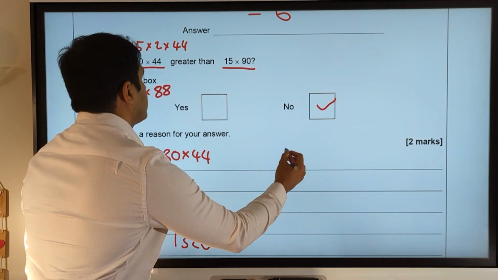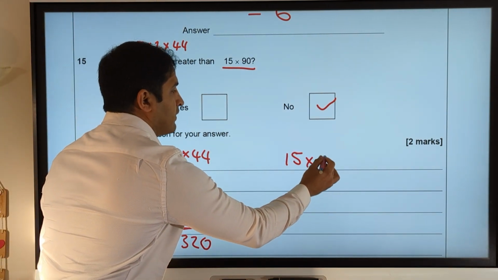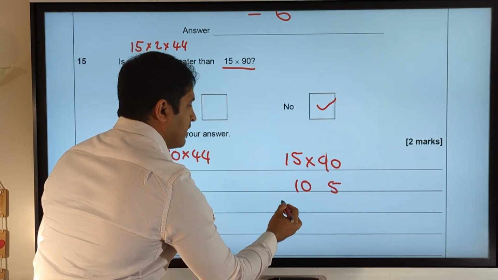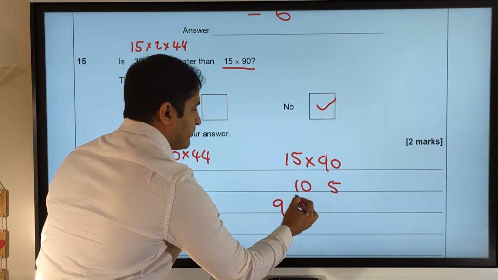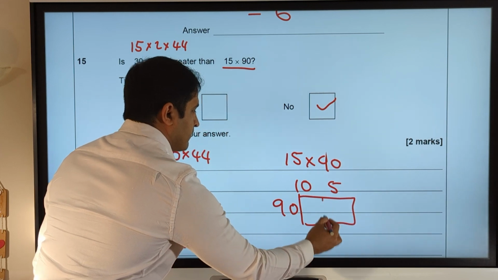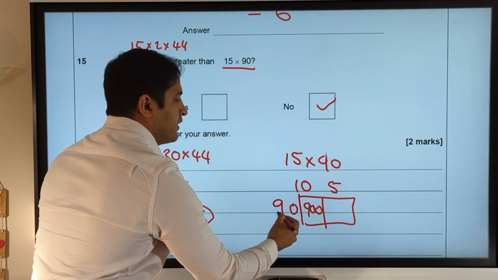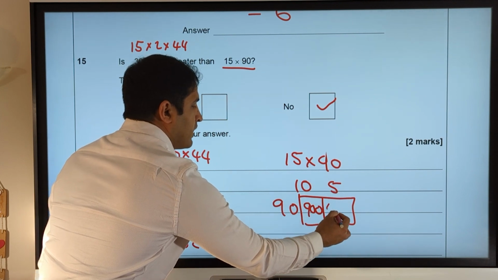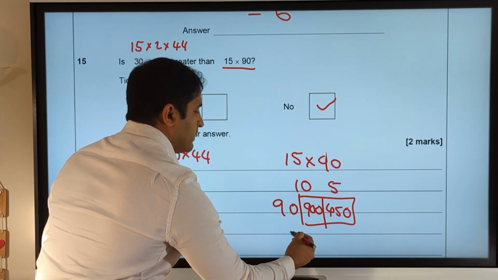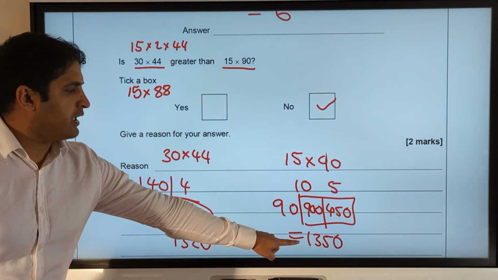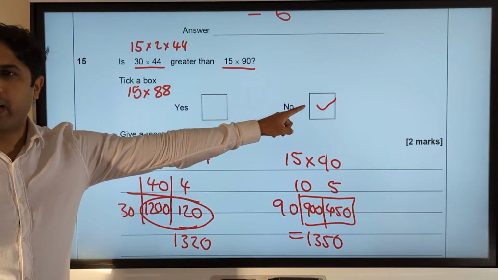And let's work out what 15 times 90 is. Again, we do the same thing. 10 and 5 multiplied by 90. 9 times 1 is 9, add 2 zeros. So that's 900. 9 times 5 is 45, add a 0. So we get 1350. Obviously 1320 is smaller, and therefore the answer is no.